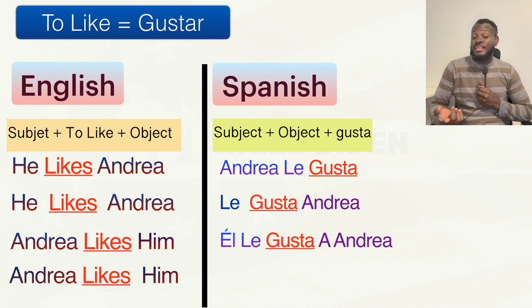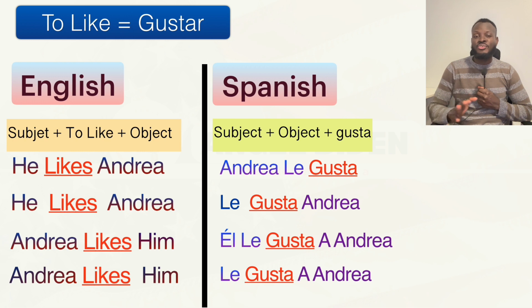Now, since él is the subject, we can just remove it because we have the right to remove any subject which is a personal pronoun. We just say, le gusta a María. We just drop that él because it is the subject and it is a personal pronoun. Go away. We don't need that. It's not necessary. Le gusta a Andrea.